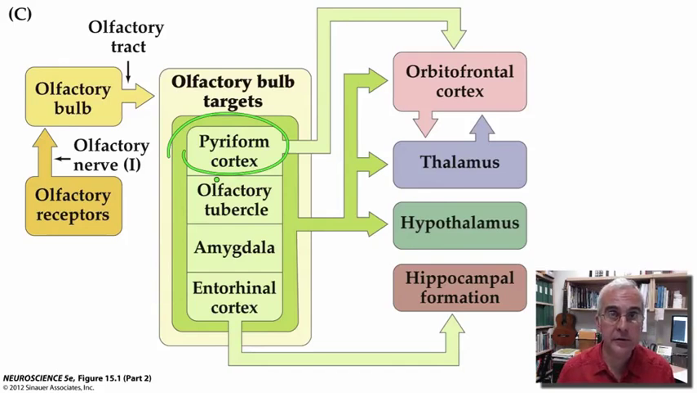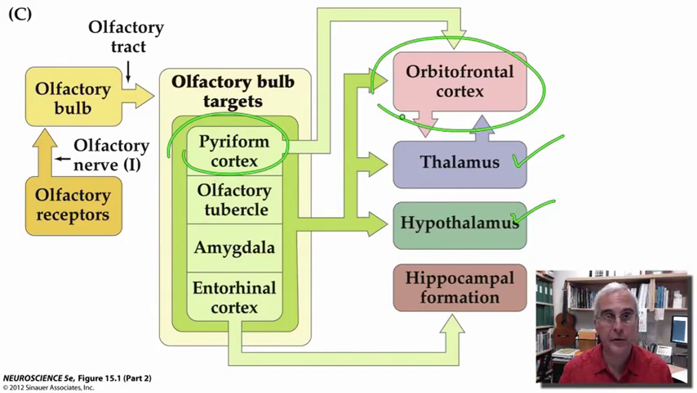Well, in addition to intrinsic associational connections, these divisions of the olfactory cortex also have projections to other parts of the brain, and this includes the thalamus, the hypothalamus, and especially important is the orbital and frontal parts of the prefrontal cortex, that is, the part of the frontal lobe that sits just above the orbits of the eyes.